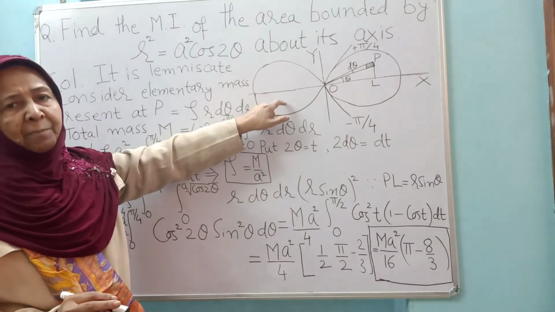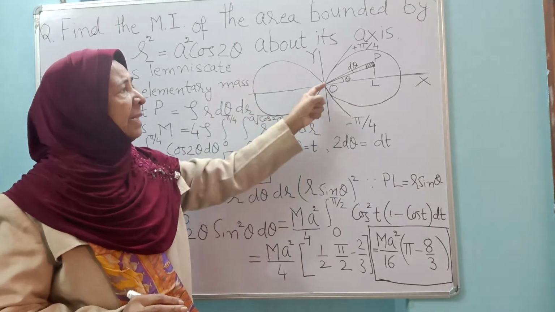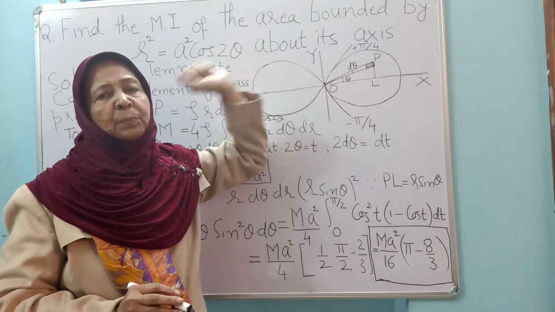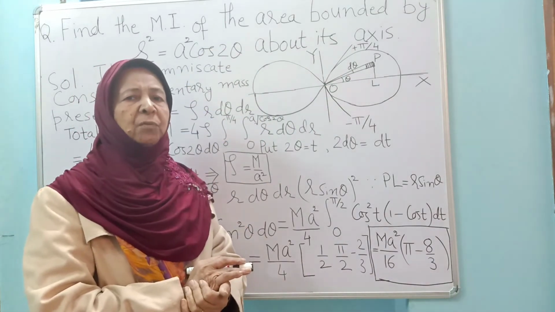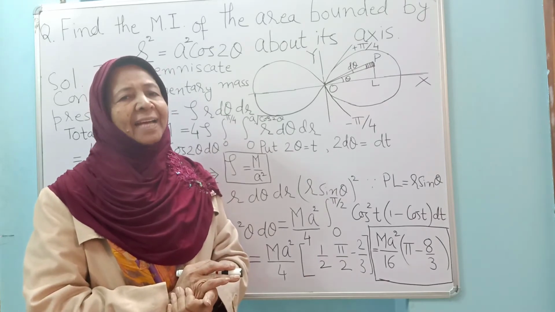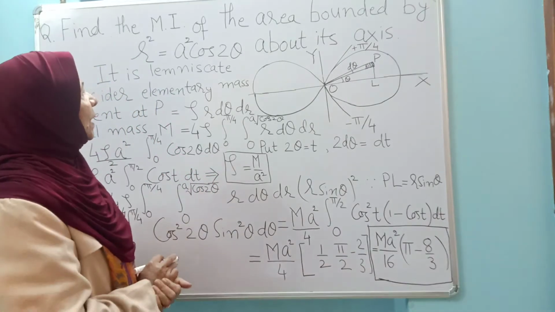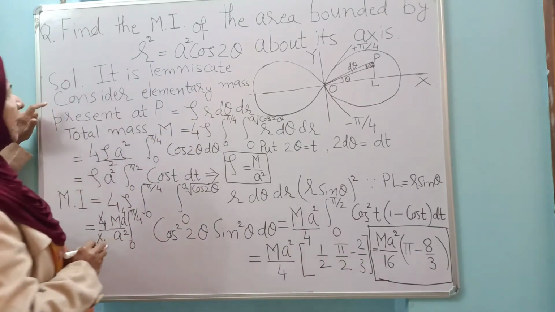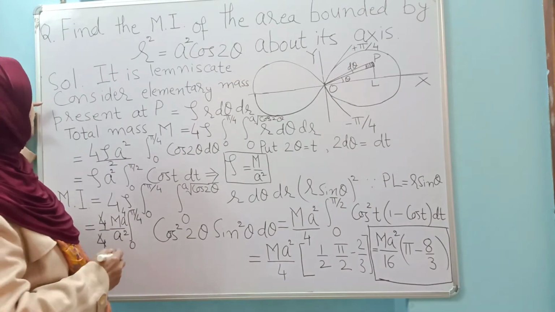When you draw this lemniscate, it will be in the form of two loops, and they are in between minus pi by 4 to plus pi by 4. The two loops are in between minus pi by 4 to plus pi by 4. I think the figure is clear to all of you, and this is a well-known curve. Its complete name is lemniscate of Bernoulli, but lemniscate is sufficient.